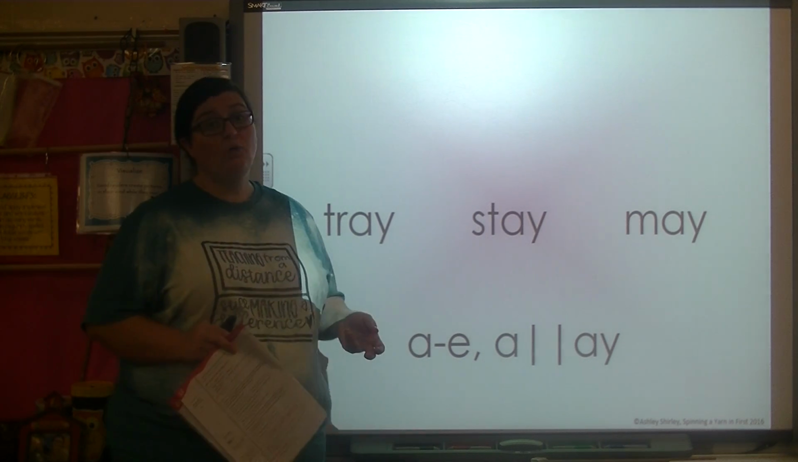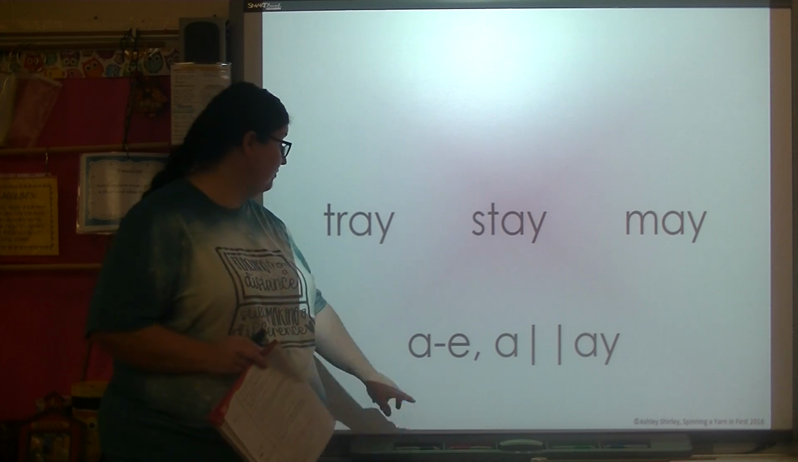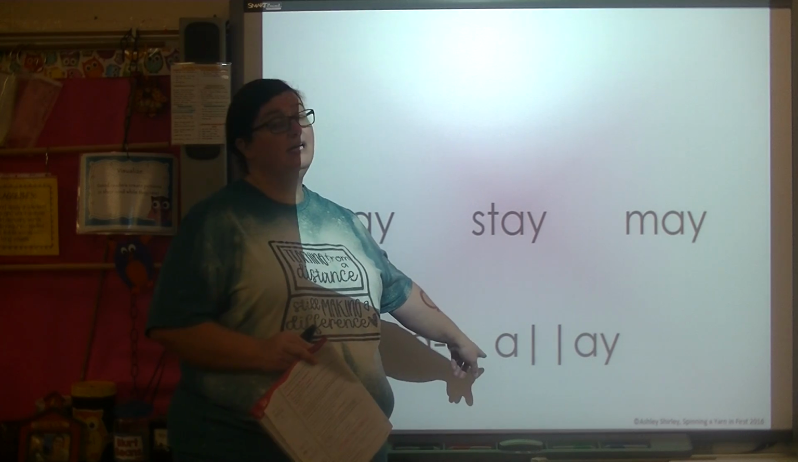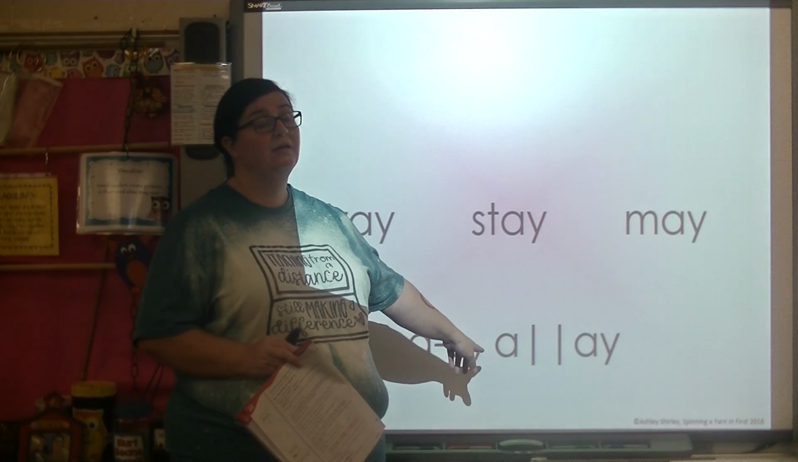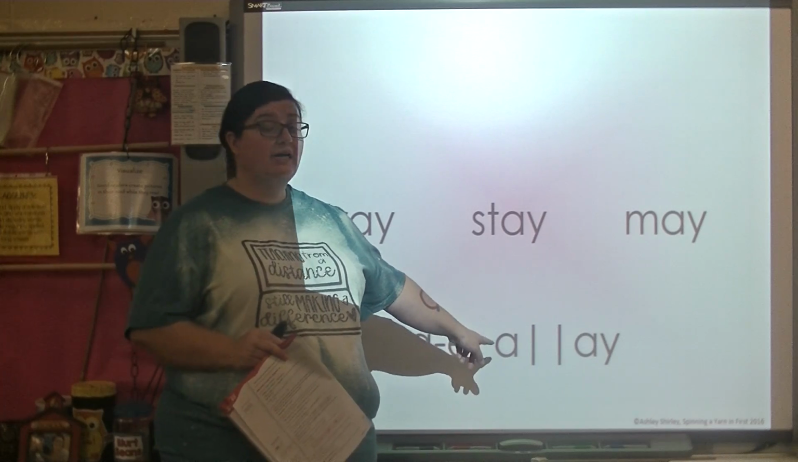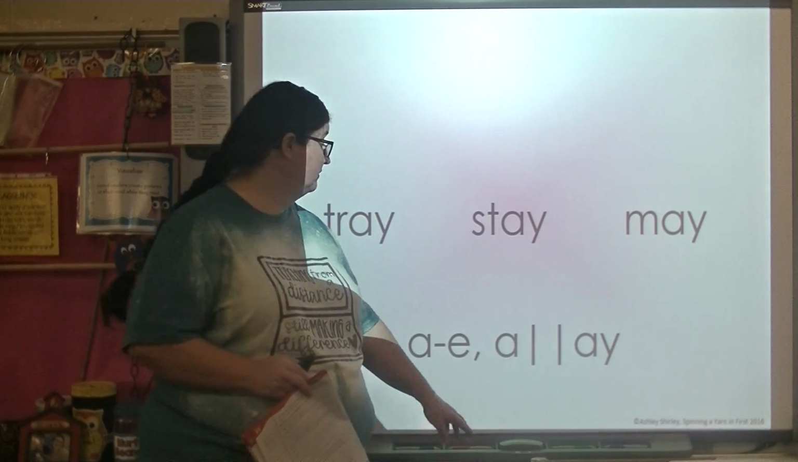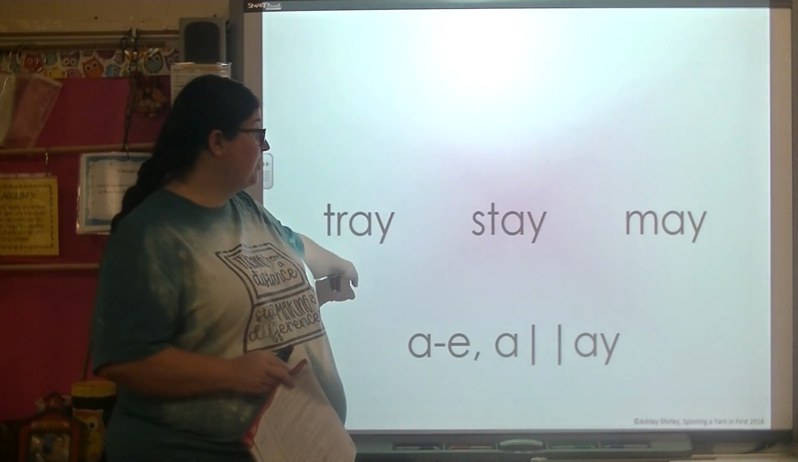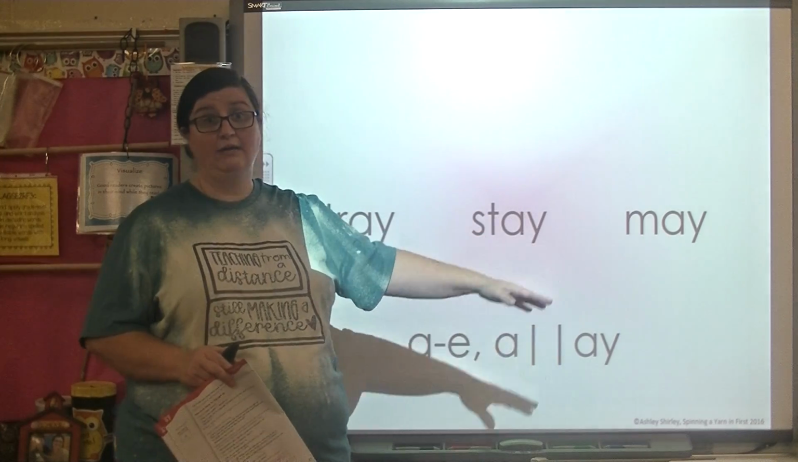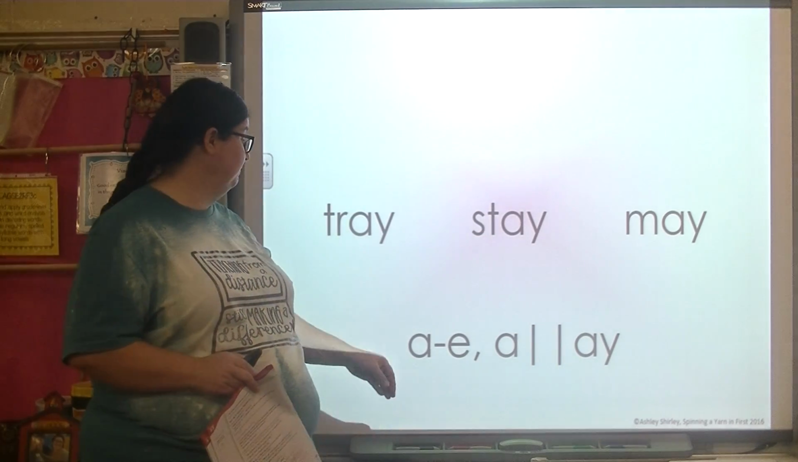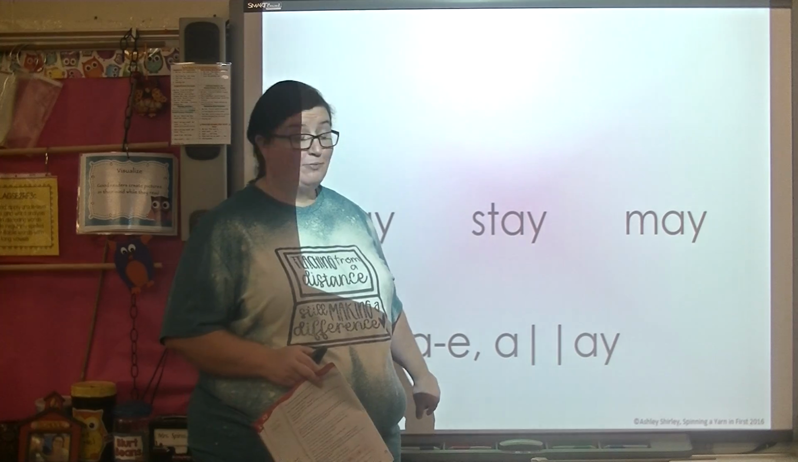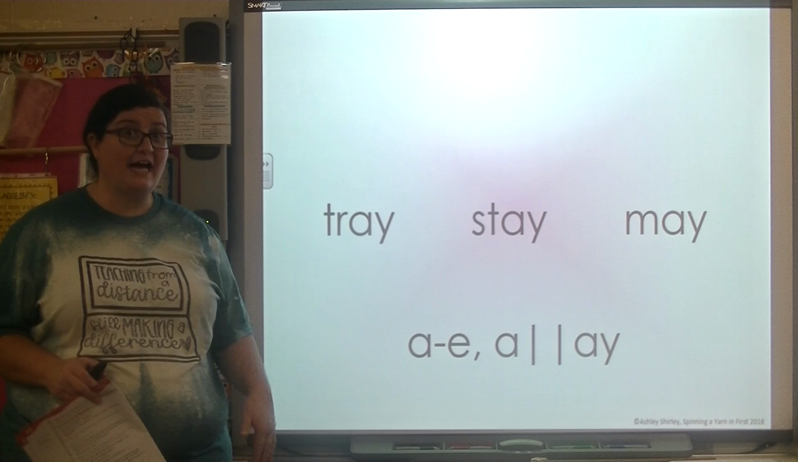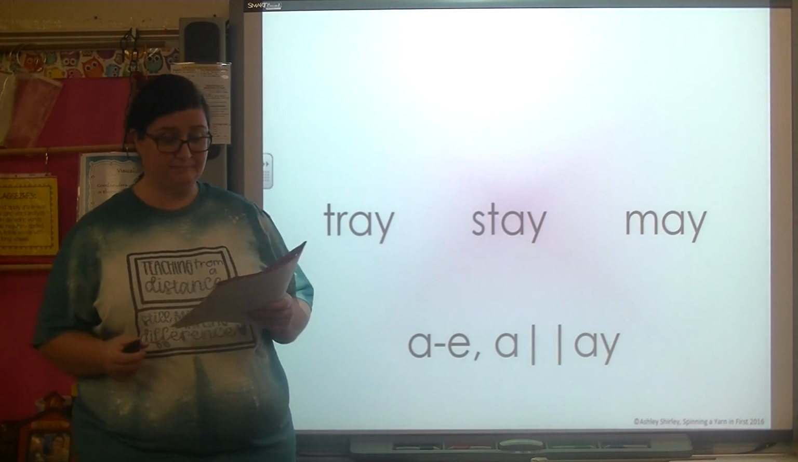So, regular ways to spell the long A sound: A consonant E, A with a macron, like in a two-syllable word, or final A-Y, like in these words: tray, stay, may, way, today, okay. Okay is one of them. All right, so you are going to add final A-Y to that way of spelling.